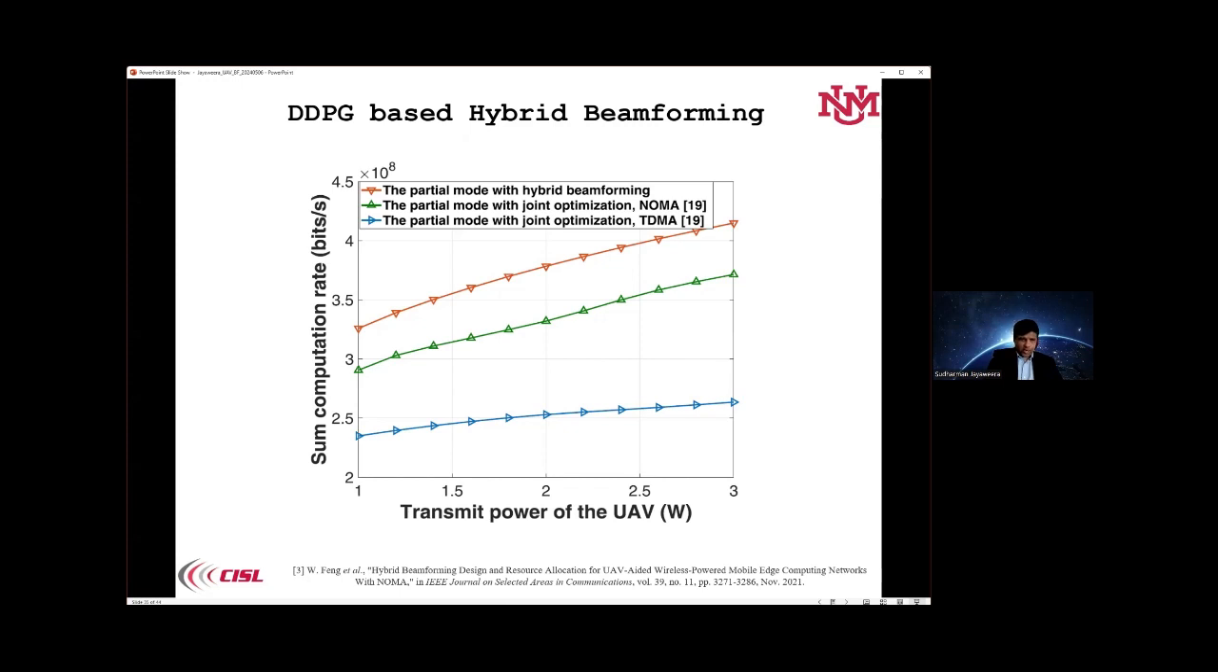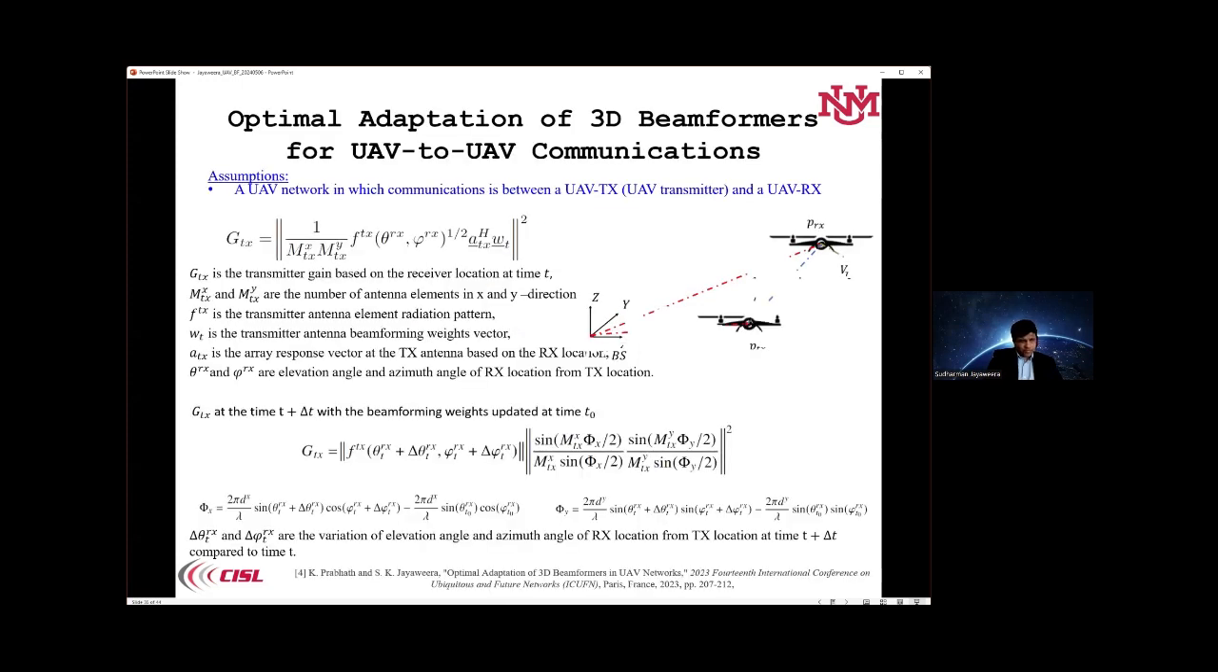And finally, one example is that in the case of UAV communication, how fast you need to update the weight vectors, because UAVs are moving. In this case, you consider a UAV network in which communication is between two UAVs. So in UAV communication, both are moving. So you have to keep updating the weight vectors.